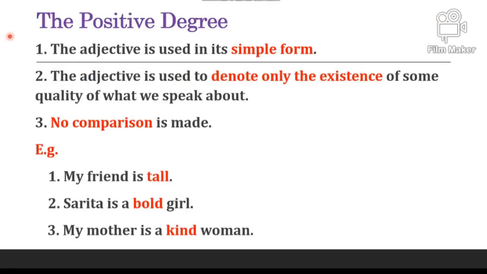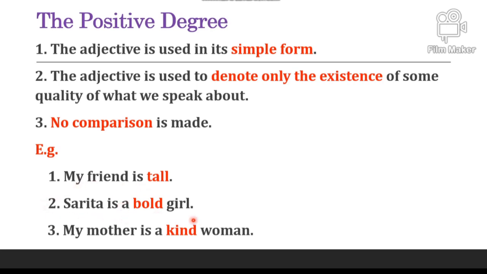The first type of degree, the positive degree. The adjective is used in its simple form. No changes are done with the adjective. The adjective is used to denote only the existence of some quality of what we speak about. No comparison is made. For example, my friend is tall. Here, tall is used only to tell something about friend. No comparison is made here.